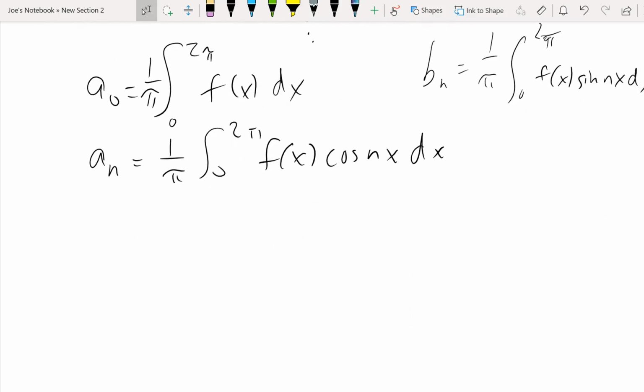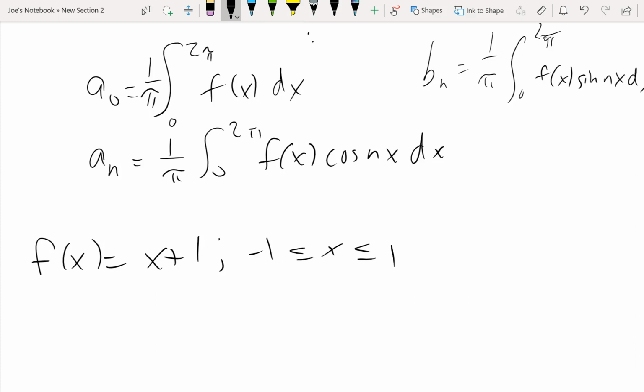So going back to the example, I'm going to rewrite it down here so I don't have to scroll back up. We had x plus 1. The period here is 2. So what will all of our coefficients be out in front of those integrals? It'll be 1, right? Because it's half the period of the coefficients that are out in front. So in this particular problem, we don't need to divide by anything out in front, because half of the period is 1.